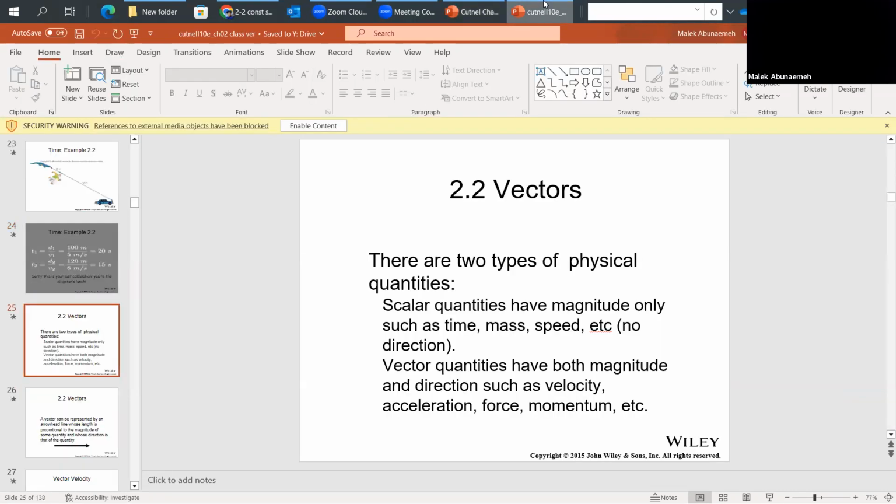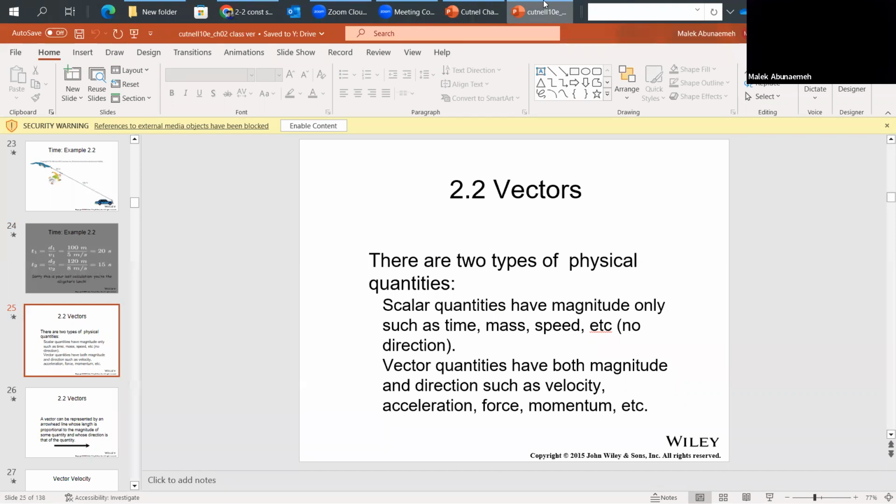Now, like we said, there are two types of physical quantities: scalar quantities and vector quantities. Scalar quantities have a magnitude only. For instance, time is a scalar quantity. If I ask you what time it is and you say it's 5:43 p.m., and then I put you upside down and ask again, the time is still going to be the same, 5:43 p.m.